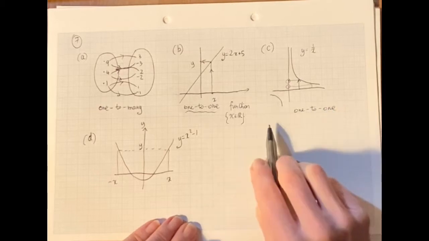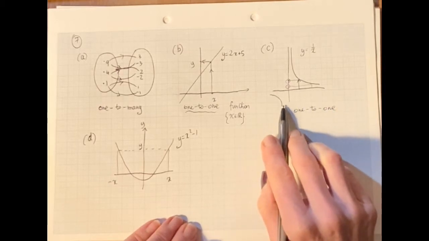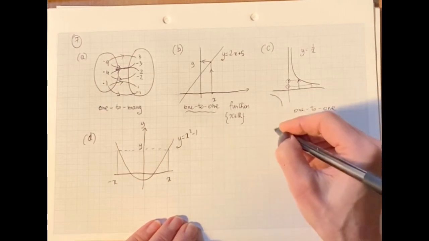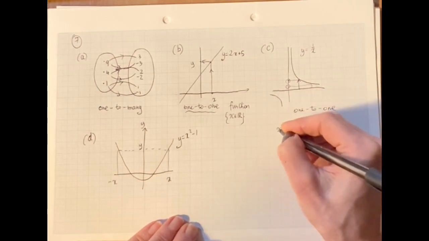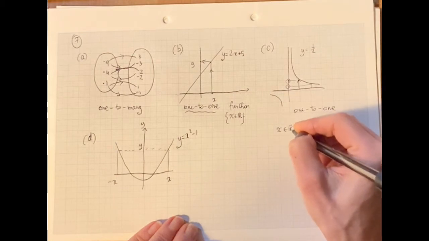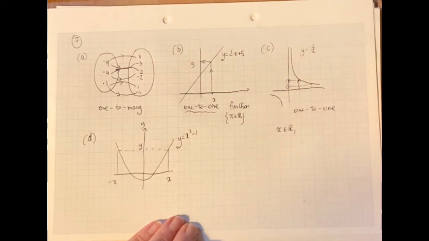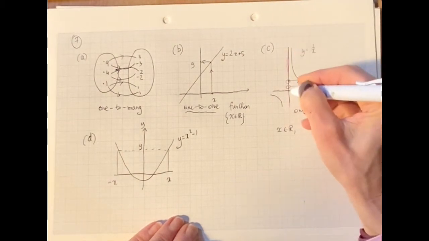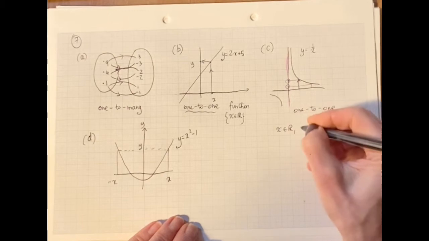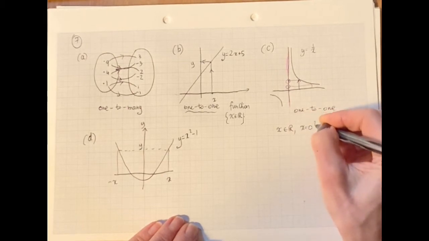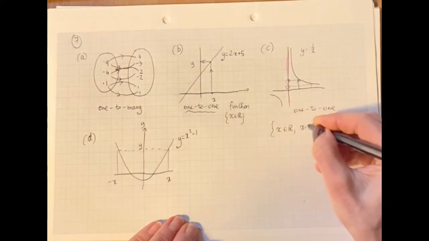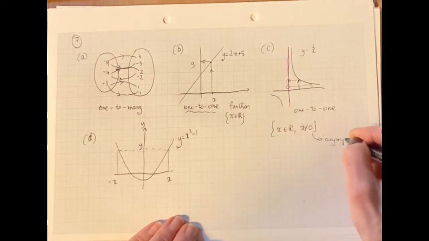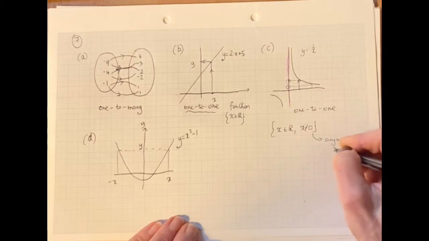Now, however, this is not going to be a function until we describe the domain correctly. So not a function unless we say that x's are real values apart from the value on the y-axis, which is x equals 0, because then it's an asymptote. So the asymptote is x equals 0.